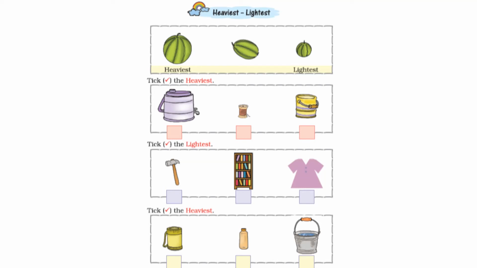Next, they have asked the heaviest one. So there is an image of a water bag, and next a thread bundle, and next is a bucket. So which is heaviest? By the image we can say the left one is heaviest, right? Okay, tick there.